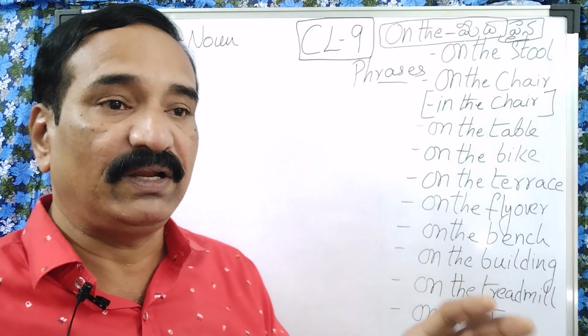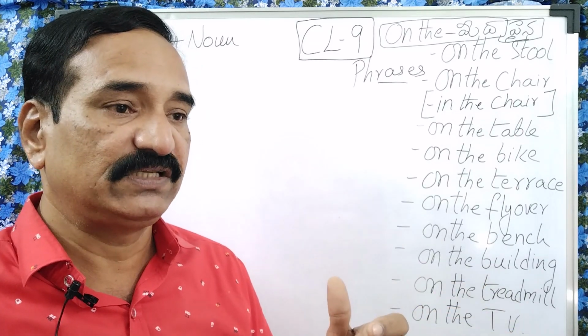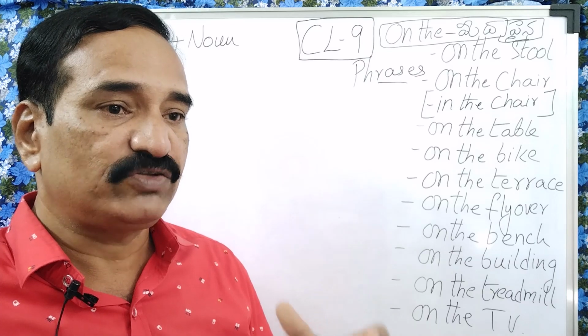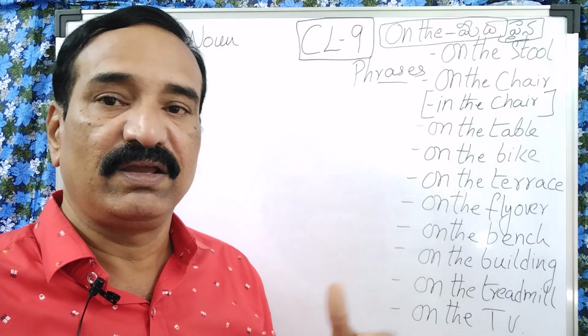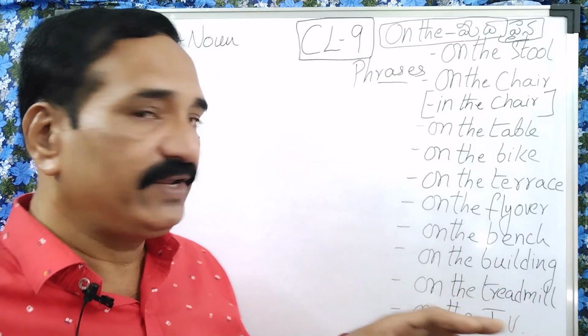On the treadmill. Treadmill means it is something like a small device to do exercise, walking, jogging, running.